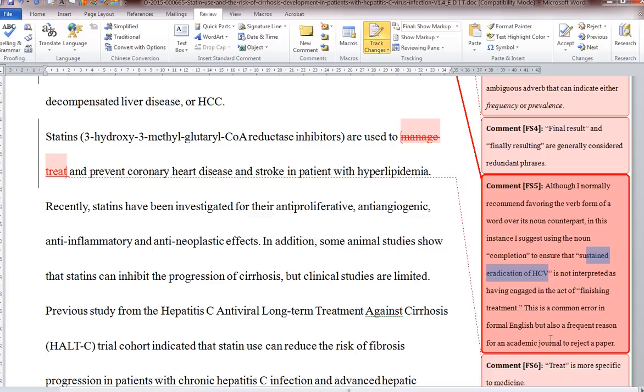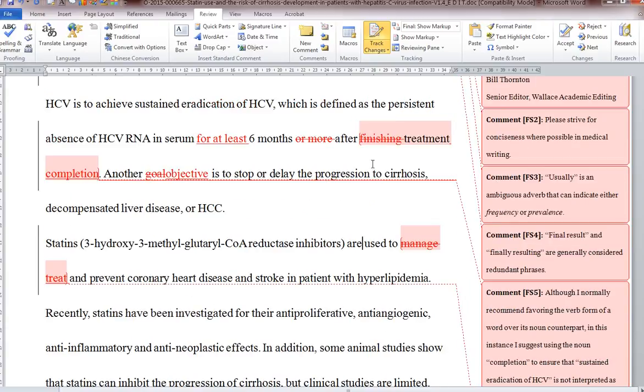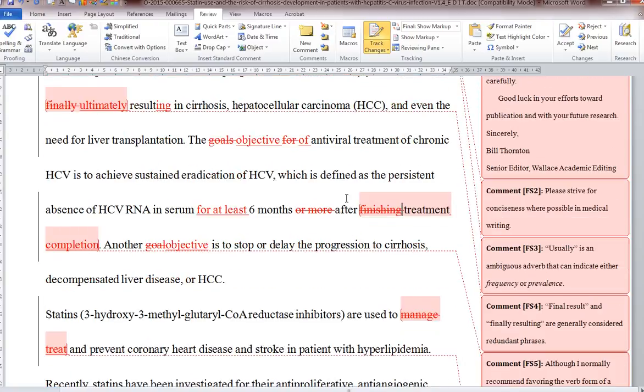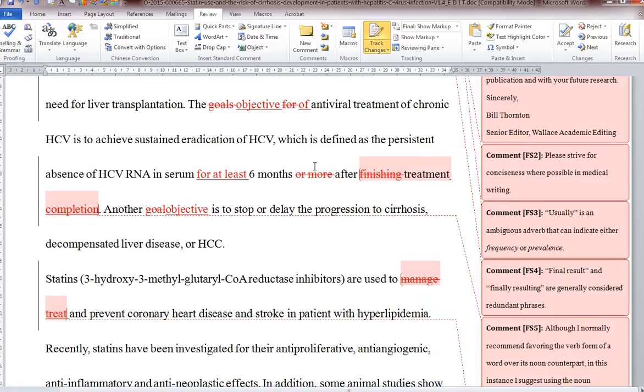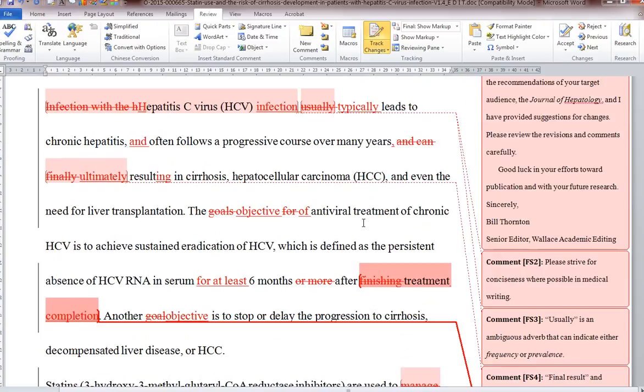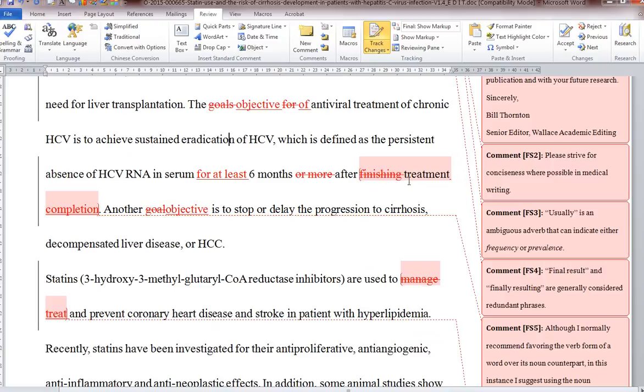This is a common error in formal English, but it's also a frequent reason for an academic journal to reject a paper. This is similar to a dangling modifier or a misplaced antecedent. The point is, we have a verb that is not attributed to the appropriate actor. We don't want the eradication, or in this instance, the sustained eradication, to be engaging in any acts of beginning treatment, engaging in treatment, finishing treatment. Using the noun form gets rid of that ambiguity, mitigates it.